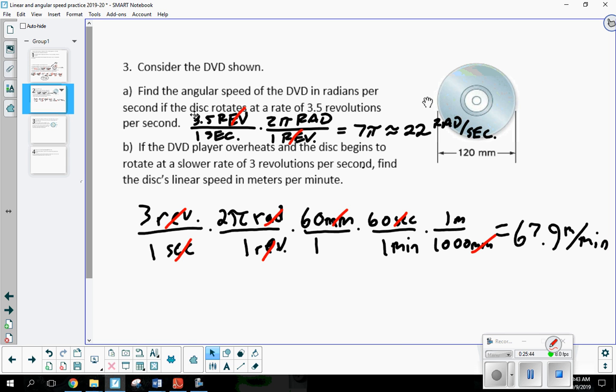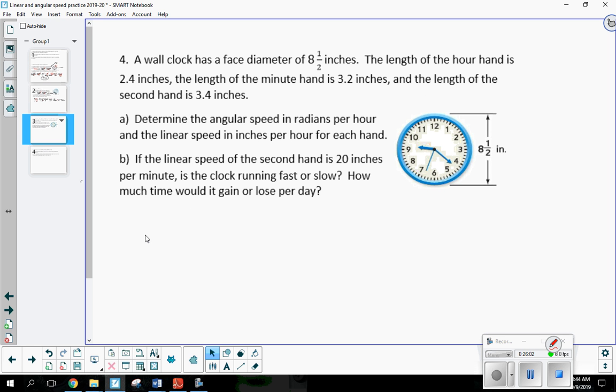What do you guys think? How many people got that right? Fantastic. Anybody having trouble? Anybody confused? All right. Fantastic. That's amazing. All right. Let's get into number 4.